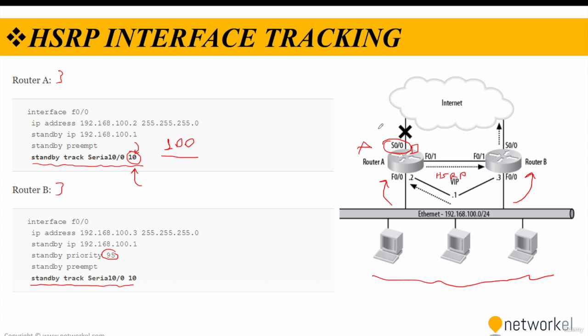Okay, so whenever there's a problem with serial 0/0, router A will have an HSRP priority of 90, which will make it the backup router for HSRP. Then router B will take over and it will become active. Make sense? Perfectly.